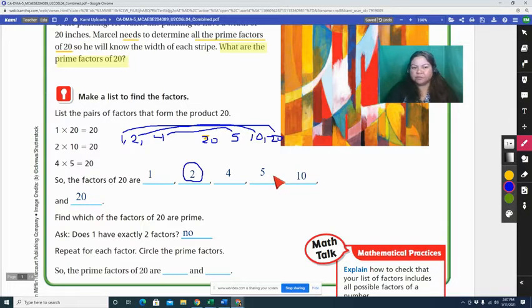1 times 5 equals 5. 2 times something will give me 5? No. 3 times something will give me 5? No. 4 times something? No. So it only has two factors, 1 and 5.